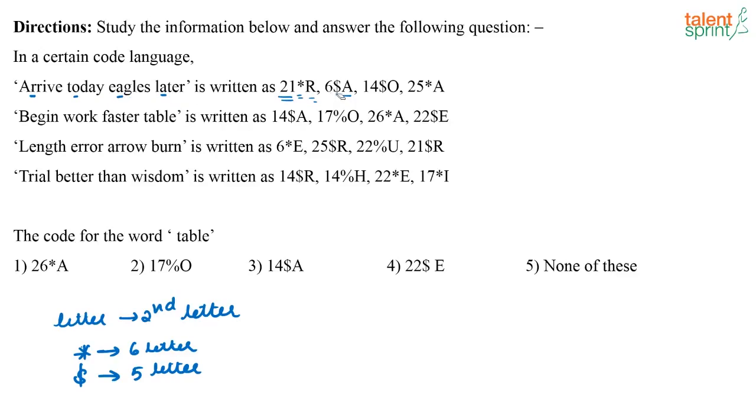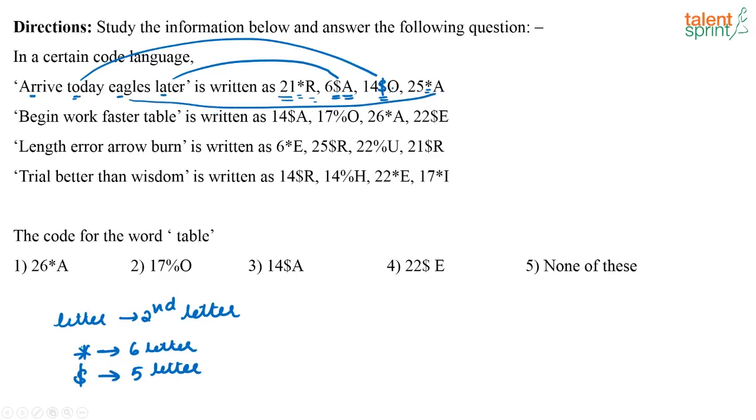So let's not finalize this as the code for today. Sorry, today is this, see, dollar, 14 O. Today, O is there, the symbol is dollar, today has 5 letters in it. Similarly, there is one more word which has 5 letters in it, that is later, L-A-T-E-R. So here the second letter A is used, the symbol is dollar. So this is the code for later. This is the code for today. So which has to be the code for eagles? Obviously this. See, again, star means 6-lettered word and A is the second letter, that has to be the code for eagles. So that is how you map it.